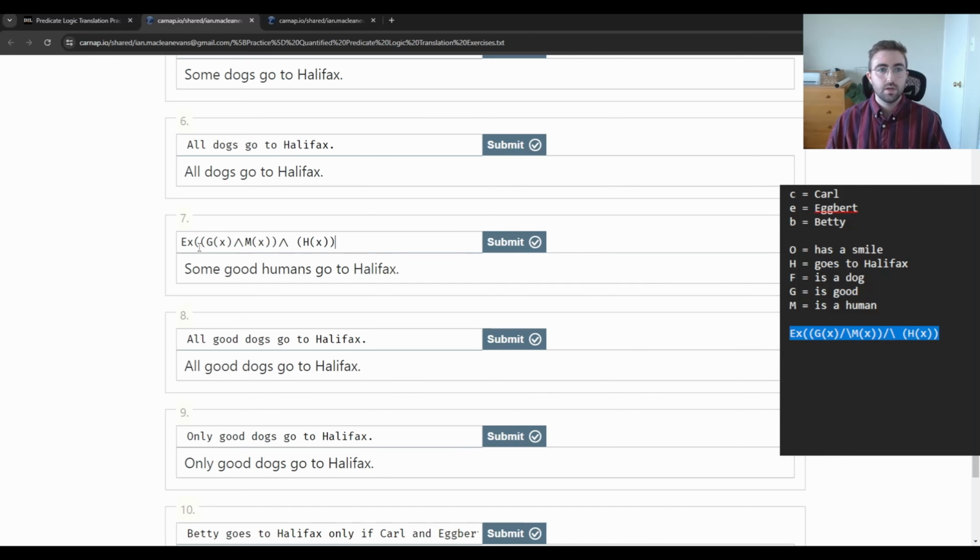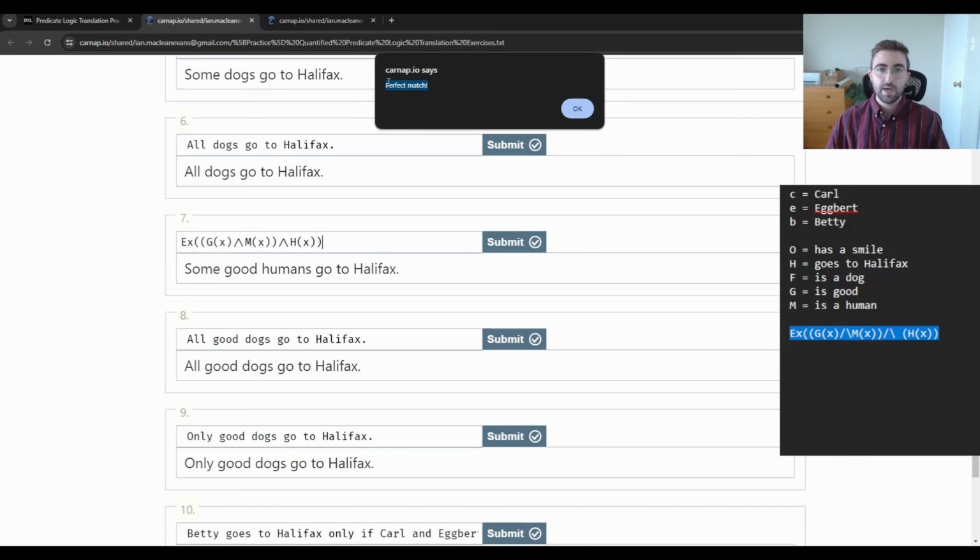Okay. So what do we have here? This is bracket on that, bracket on that. This is bracket on that. And this does not need a bracket. Okay. And you can see perfect match, right?